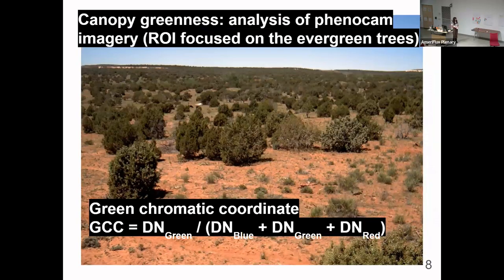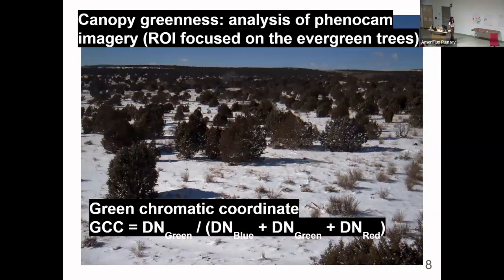At Cedar Mesa, we quantified canopy greenness by calculating the green chromatic coordinate index, GCC, from phenocam images. We specifically focused on the pixels of the images corresponding to the dominant evergreens, which were Utah juniper. That's a picture of what the site looks like from the phenocam in the summertime. And this is what it looks like in the winter after a snowfall, although the snow doesn't stay for long.